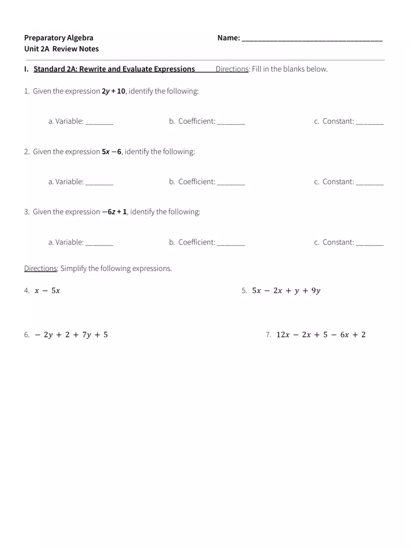These are your Unit 2A review notes. First, on your summative, you will have to identify the different parts of an expression. So here we have the expression 2y plus 10. In this expression, our variable, our unknown number, our mystery is y. Our coefficient, the number in front of the variable, is 2. And our constant is 10.